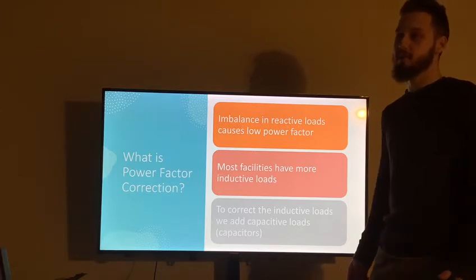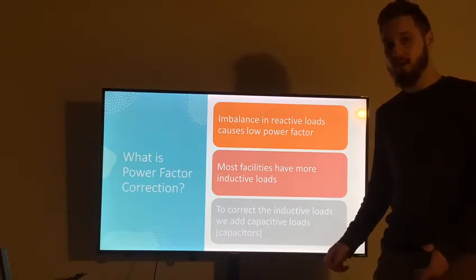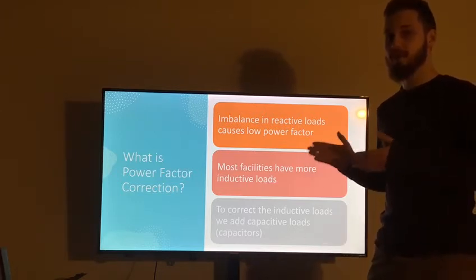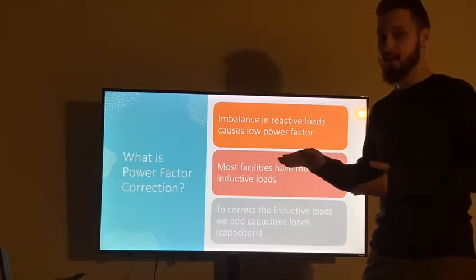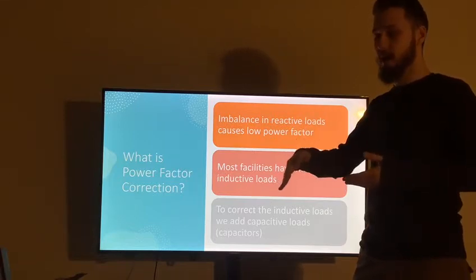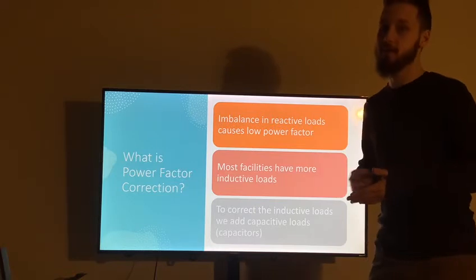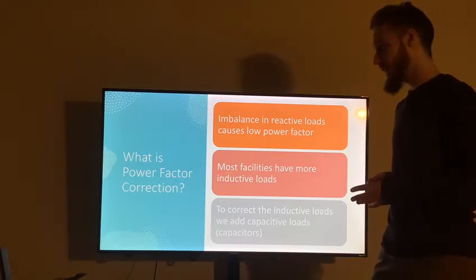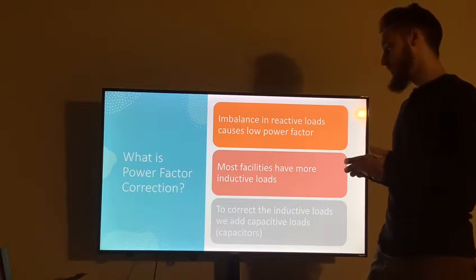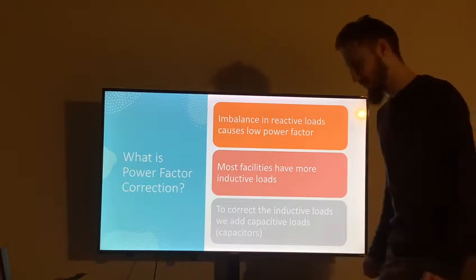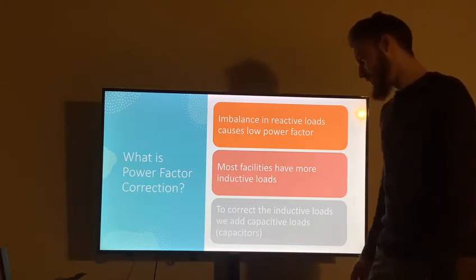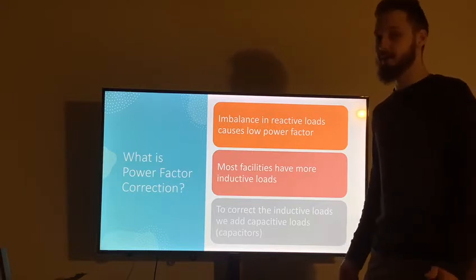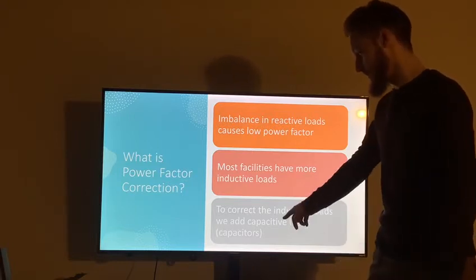It is as though you're pushing a rock, but instead of pushing with a force parallel to the horizon, you're pushing up on top of it. So you're not using your energy most efficiently. That is what is happening in factories when an excess of inductive loads is present. So to combat the inductive loads, we use capacitors.